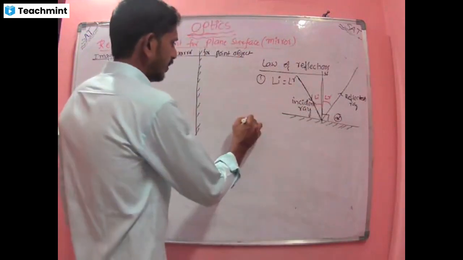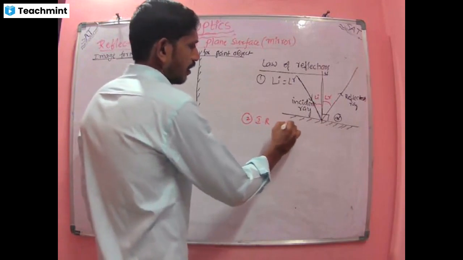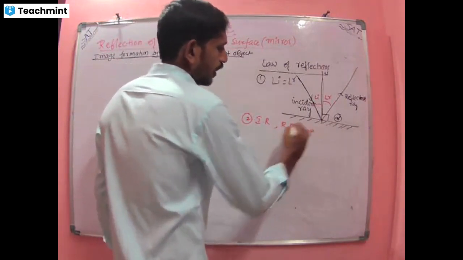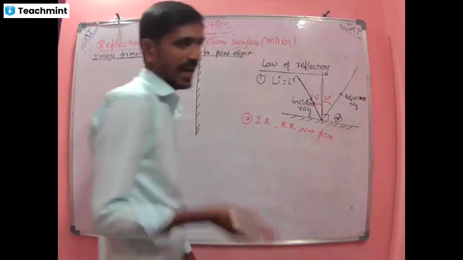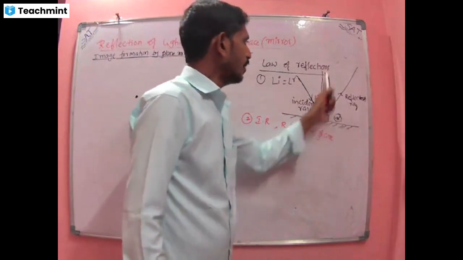Next, the second one: the incident ray, the reflected ray and the normal should lie in the same plane. They should be coplanar. So the incident ray, reflected ray and normal should be on the plane.